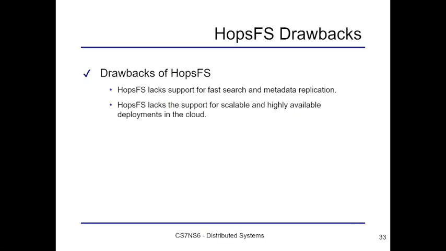HopsFS provides a distributed solution to the scalability bottlenecks present in the HDFS architecture. However, HopsFS lacks support for an efficient and fast search mechanism as well as metadata replication functionality. Also, HopsFS uses a block reporting algorithm also deployed in HDFS that involves going over the entire directory list of the system periodically to ensure synchronization of data between nodes, which is largely deemed inefficient due to the fact that its overhead grows linearly with the number of data blocks. HopsFS also lacks support for scalable and highly available deployments in cloud environments.